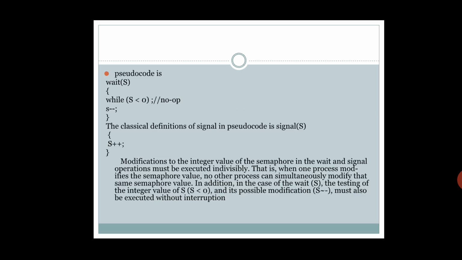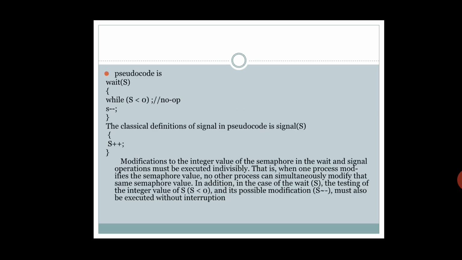Fine. So that is, when one process modifies the semaphore value, no other process can simultaneously modify that same semaphore value. It is just like a flag variable, or a variable where a process can update or increment the value already stored in the semaphore. Okay, but the condition is that simultaneously no other process should be using it. So that is the main thing.